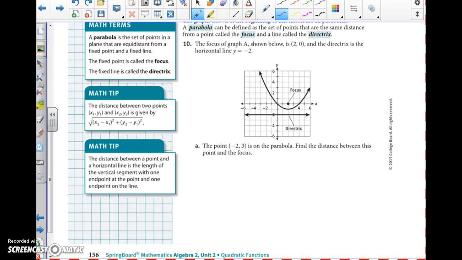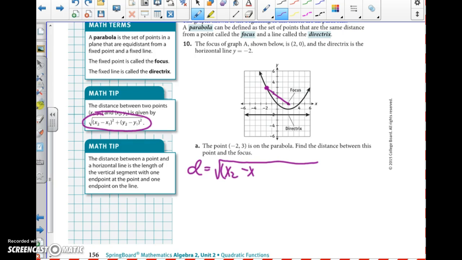The point -2, 3 is on the parabola. Here's what I want you to do. Go to -2, 3 and put that point on your graph. Now it says find the distance between this point and the focus. To do that, you have to use what's called the distance formula. Look what they give you right over here. There's the distance formula. This is old stuff for you guys.